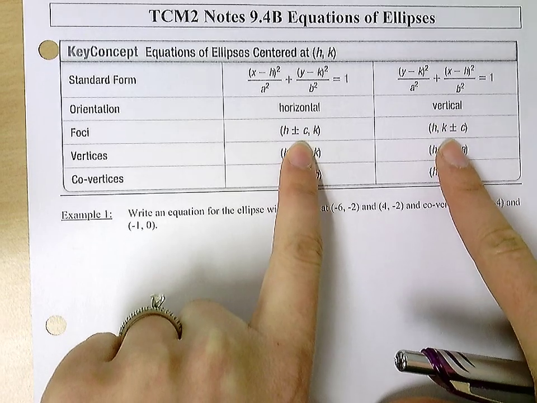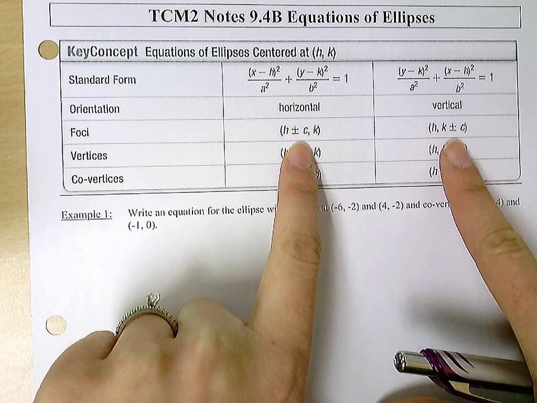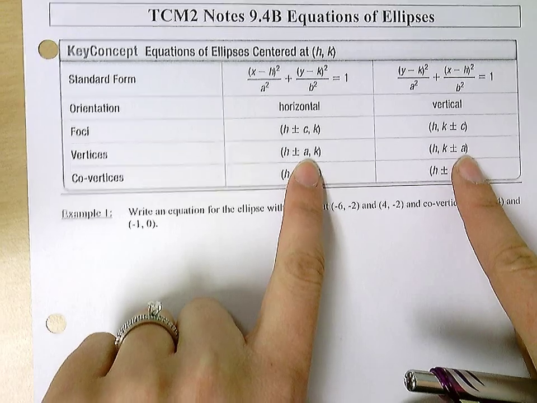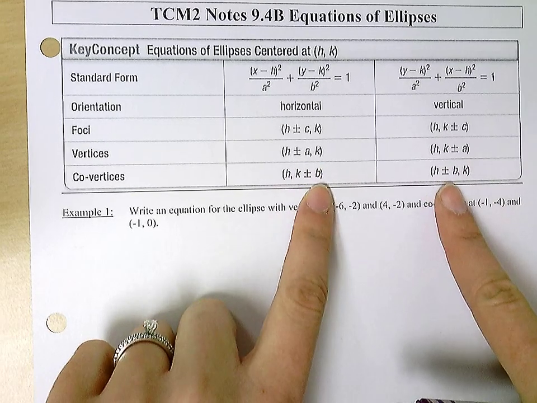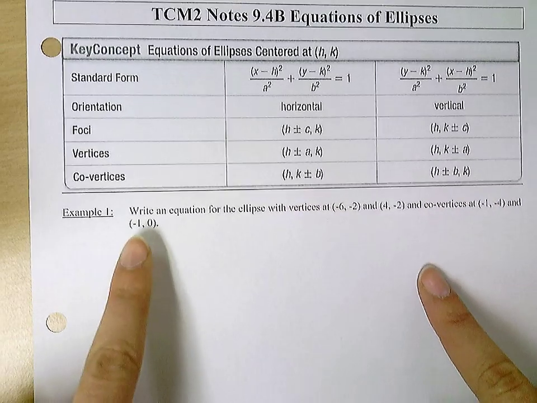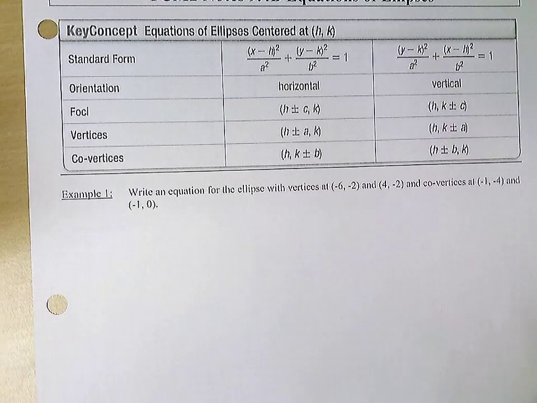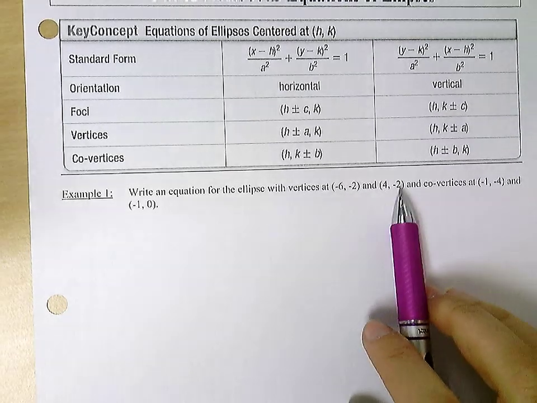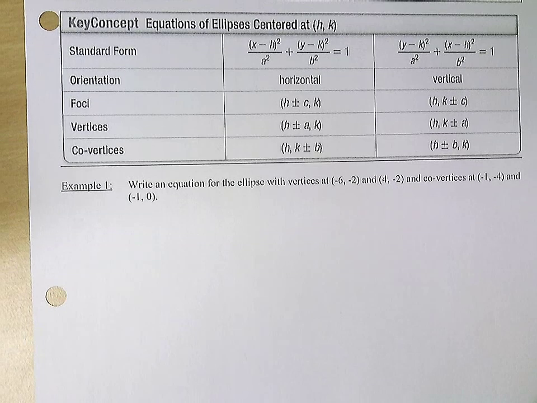Your foci points, you need to find what C is for those. Your vertices will help you find A, and your co-vertices will help you find B. So we want to write an equation for the ellipse with vertices at (-6, -2) and (4, -2). So what do I do given that information?